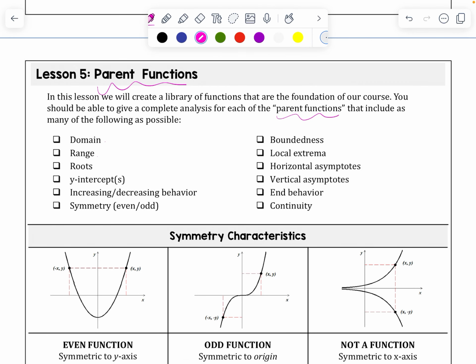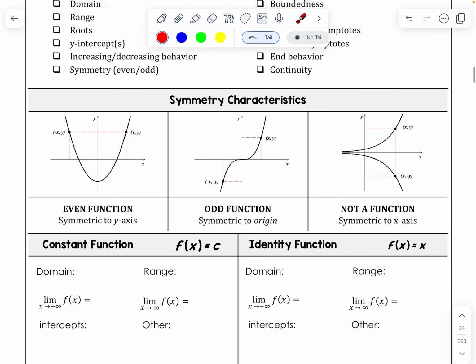Sorry, I'm looking for my little pointer. Increasing and decreasing behavior, symmetry, even and odd, bound, something that's boundless, local extrema, horizontal and vertical asymptotes, and behavior and continuity, which are all things that we've explored before, but now we're going to look at them with every parent function. Remember that an even function is symmetric to the y-axis.